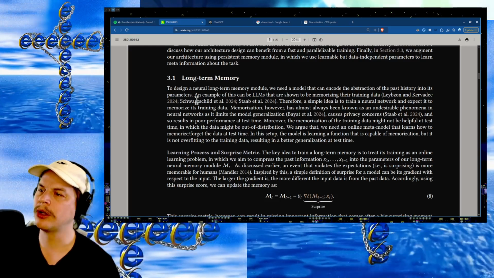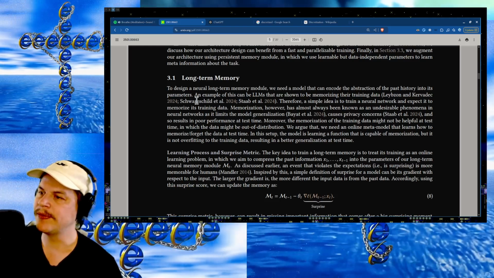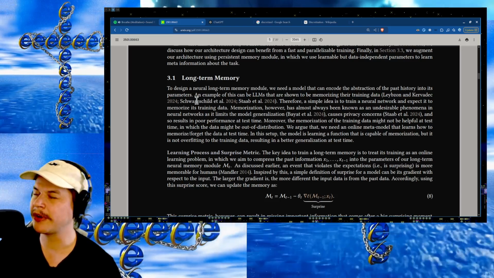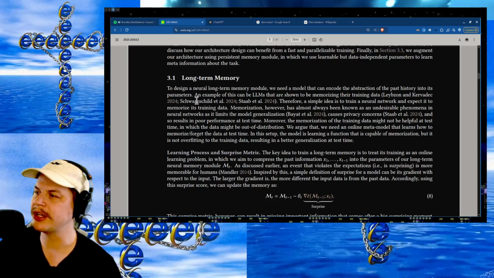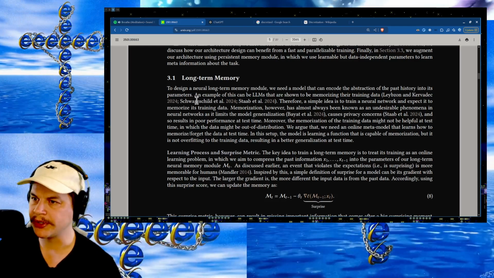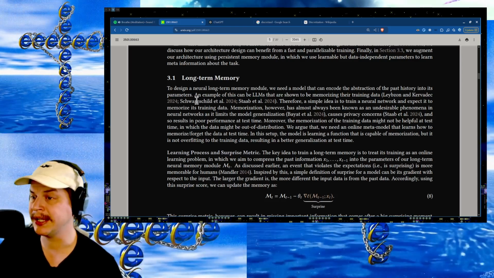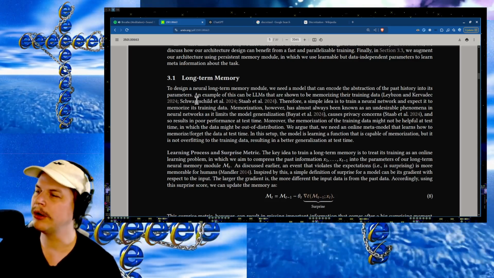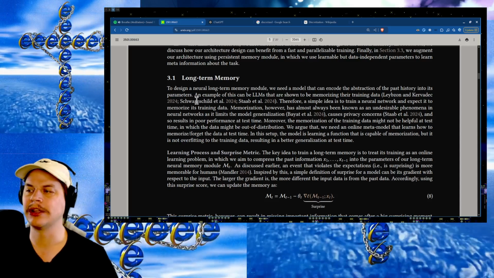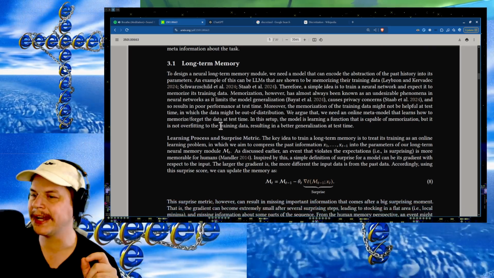So, to design a neural long-term memory module, we need a module that can encode the abstraction of the past history into its parameters. An example of this can be LLMs that are shown to be memorizing the training data. Therefore, a simple idea is to train a neural network and expect it to memorize its training data. Memorization, however, has always been known as an undesirable phenomenon in neural networks, as it limits the model's generalization, causes privacy concerns, and results in poor performance at test time. Moreover, the memorization of the training data might not be as helpful at test time, in which the data might be out of distribution. We argue that we need an online meta model that learns how to memorize and forget data at test time. In this setup, the model is learning a function that is capable of memorization, but is not overfitting to the training data, resulting in better generalization at test time.